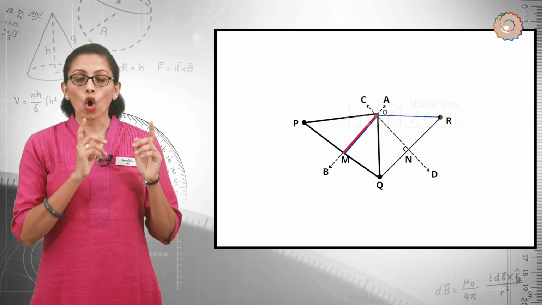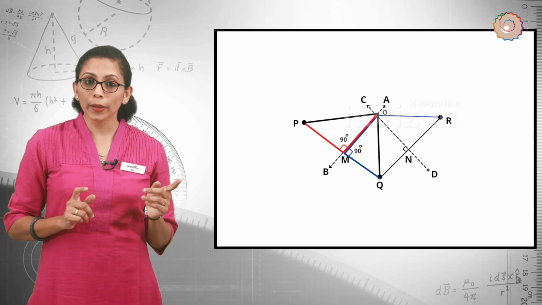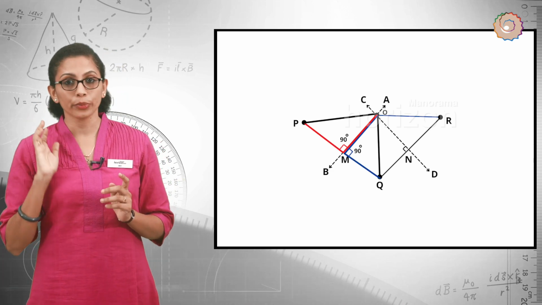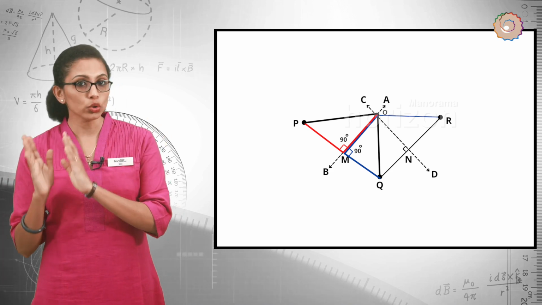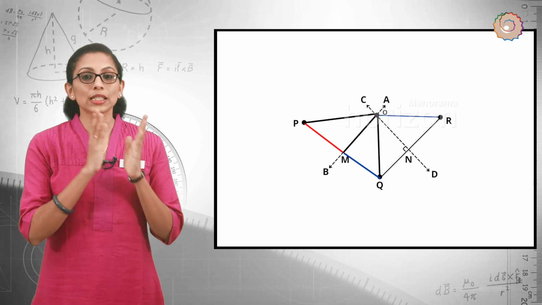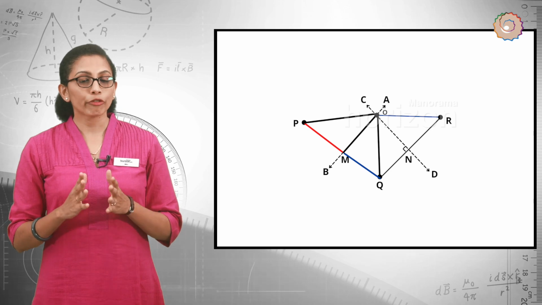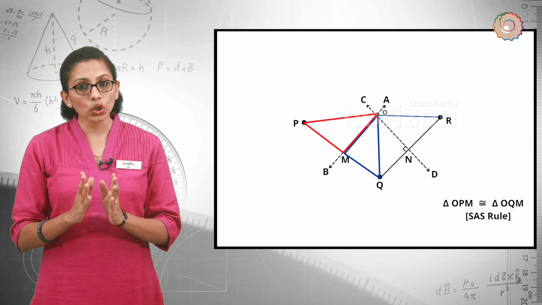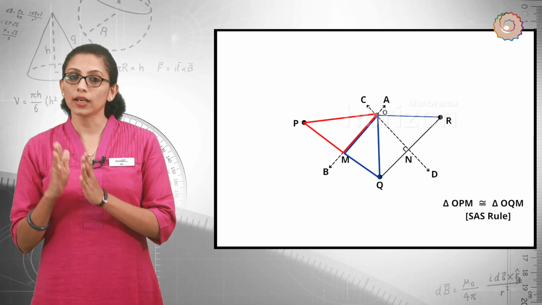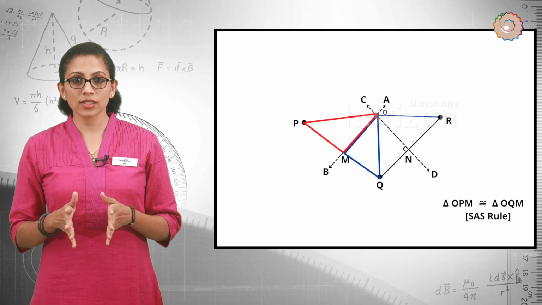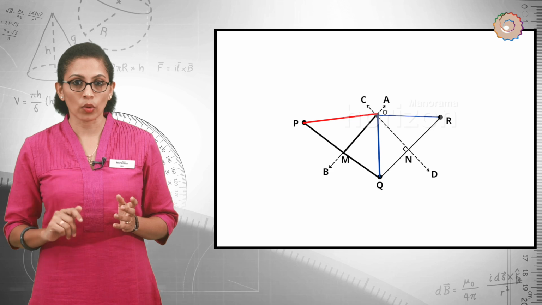You can see that OM is equal to OM, it is a common side. Now, angle OMP is equal to angle OMQ. What is the reason? Both are 90 degrees because AB is perpendicular to PQ. Now, PM is equal to QM. What is the reason? AB bisects PQ. Therefore, triangle OPM is congruent to triangle OQM by SAS rule, side angle side. So by CPCT, we can say OP is equal to OQ. Mark it as equation number 1.